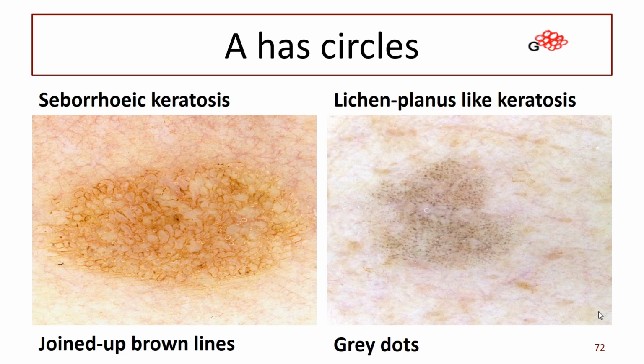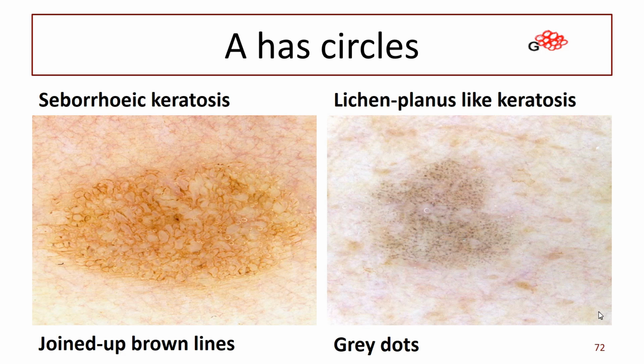Good idea, but wrong. Lichen planus doesn't have grey dots. No. It's entirely histological. And the histology of the lichen planus-like keratosis cannot be distinguished from lichen planus. They look identical. So if you cut this out, you'll get a diagnosis of lichen planus, and you will lose all faith in your pathologist.